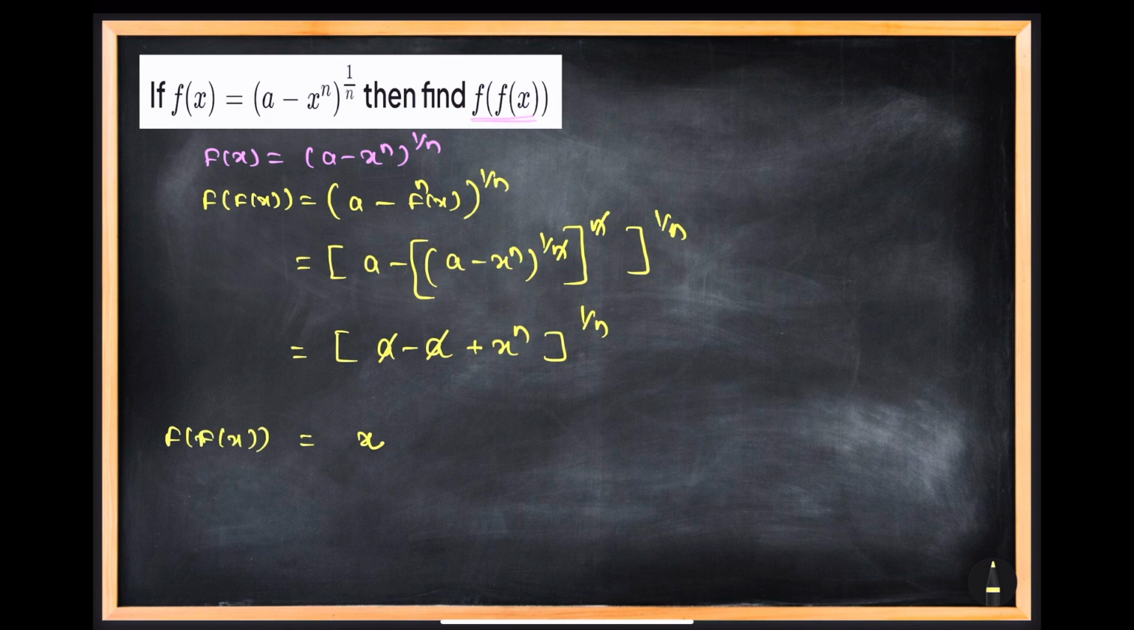Now look at the point I am trying to convey. If you apply f 2 times, you will get x. 3 times you will get f(x), because you will be replacing x with f(x). And if you go with 4 times, again you will get x. 5 times you will get f(x). 6 times you will get x.